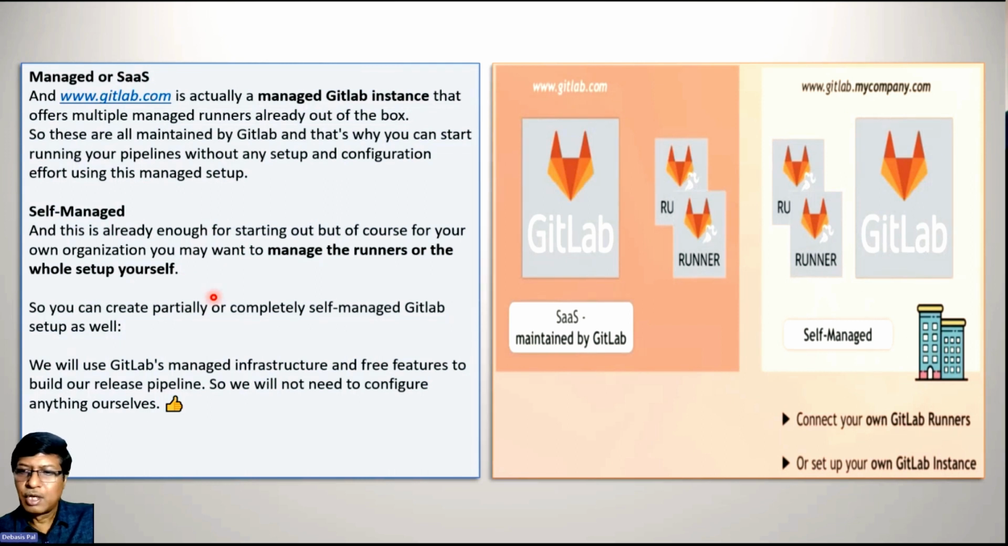That's all. So connect your own GitLab runners, or set up your own GitLab instance. This is called self-managed. You are setting up everything by yourself, or you are letting everything be taken care of by GitLab.com, the company. Whereas here you are setting up your own GitLab. So you are setting up the project yourself, with your self-managed runners. I will prefer this one, because I'm going to save my company's money.